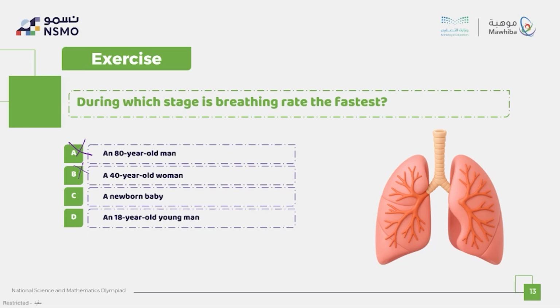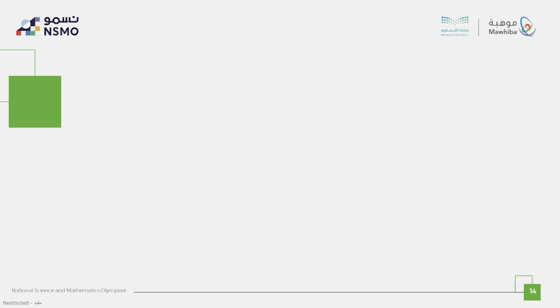What about a newborn baby? Yes, it is the right answer, because newborns breathe much faster as their bodies grow quickly and demand more oxygen. And for sure, the 18-year-old young man is wrong because his is a healthy breathing rate, but not the fastest. So the right answer would be a newborn baby, because again, newborns have the fastest breathing rate among all stages of life. Move on, guys, to another exercise.